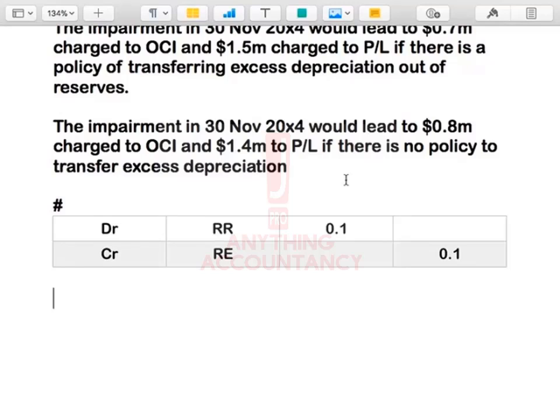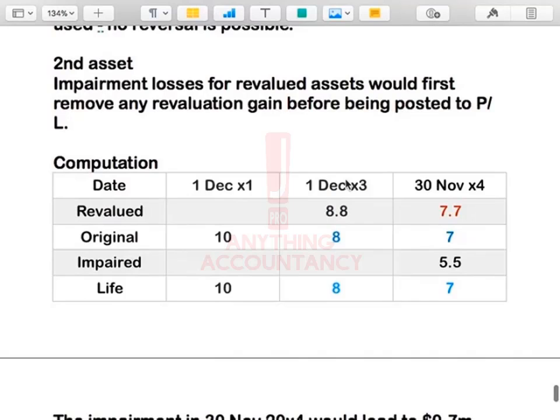That is if there is a policy of transfer for excess depreciation. If they don't have, the revaluation reserve will stay at the full amount. The full amount is 0.8. So think about it. If they have a policy for transfer, they would have transferred out 0.1 from revaluation reserve to retained earning already. So the revaluation reserve will drop from 0.8 to 0.7, right? Does that make sense? So very simple.